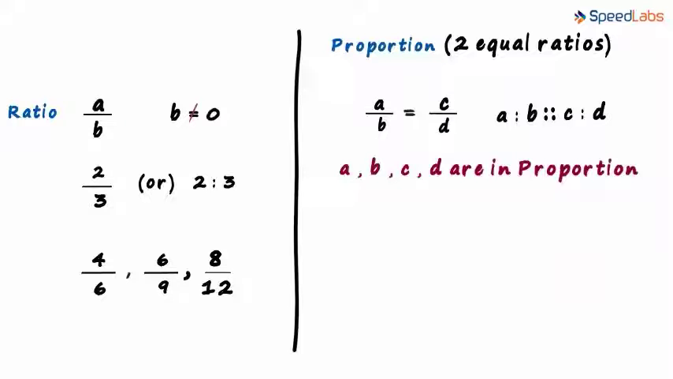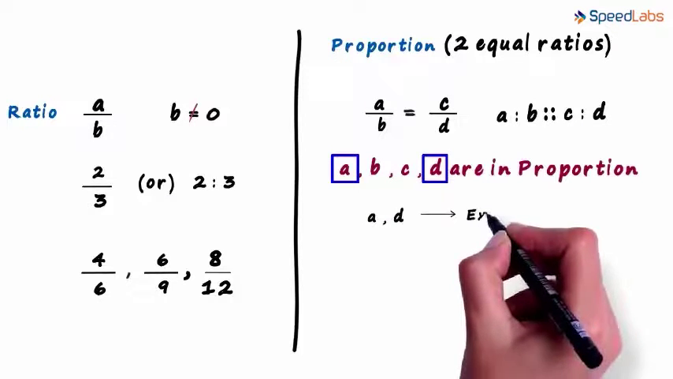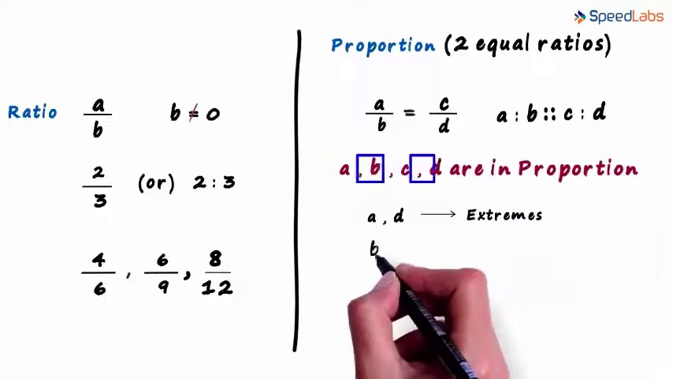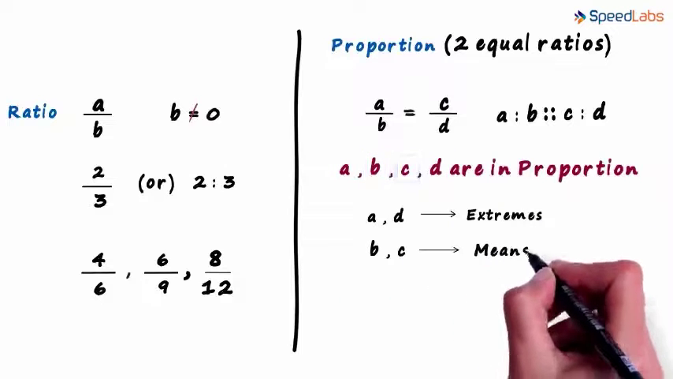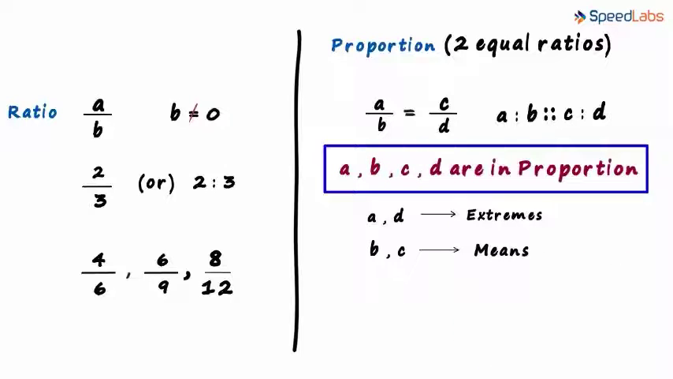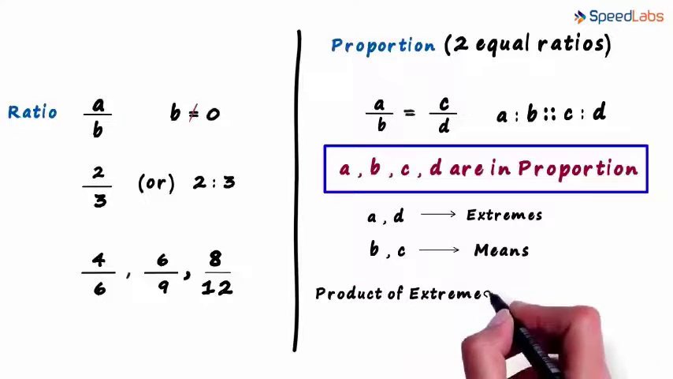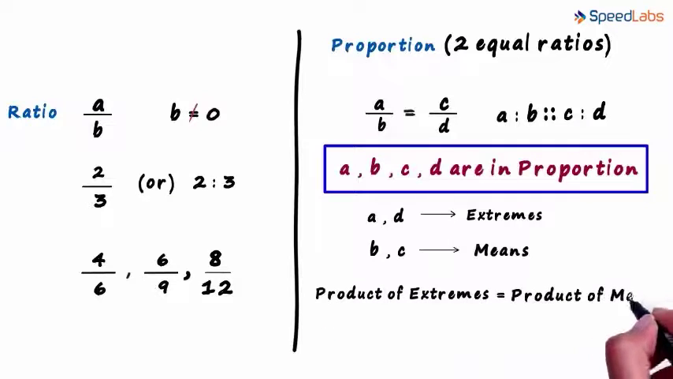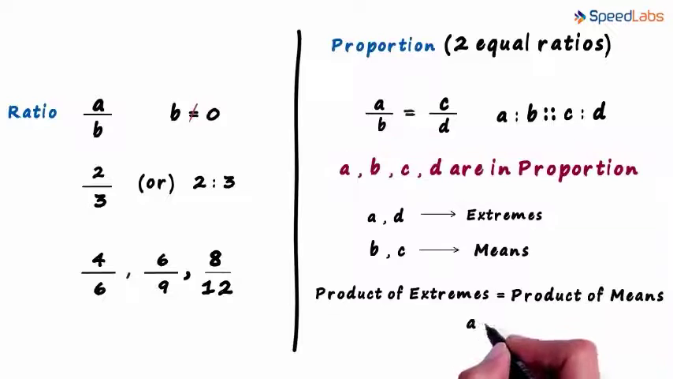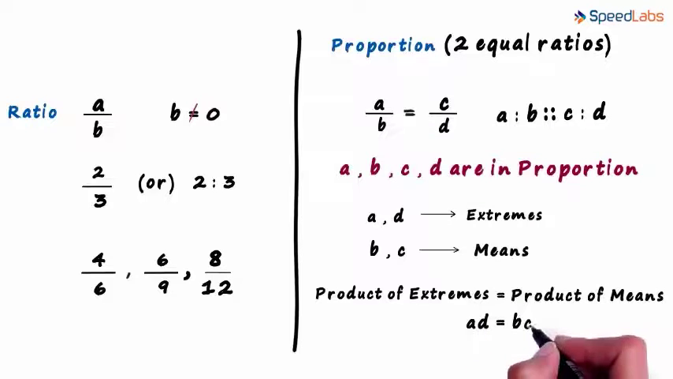In this example, A and D are extremes and B and C are means. When A, B, C and D are in proportion, the product of the extremes will always equal the product of the means. Hence, A multiplied by D will equal B multiplied by C. If you understand these two concepts well, you would find the topic of percentages phenomenally simple. It's all about ratio and proportion.